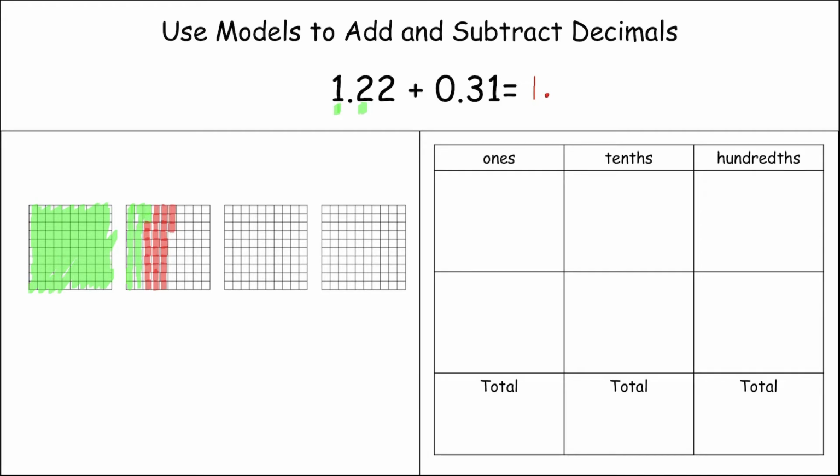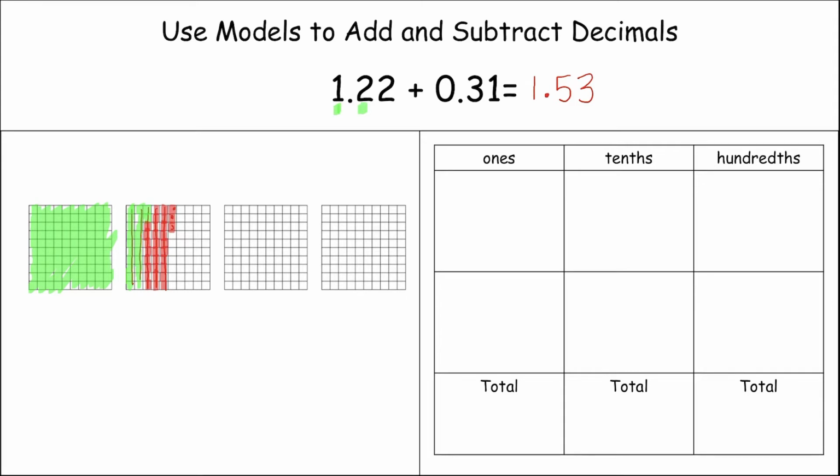How many tenths do I have altogether? 1/10, 2/10, 3/10, 4/10, 5/10 are now filled in. And 1, 2, 3, 3/100ths. And now I'm going to show you using the place value blocks.